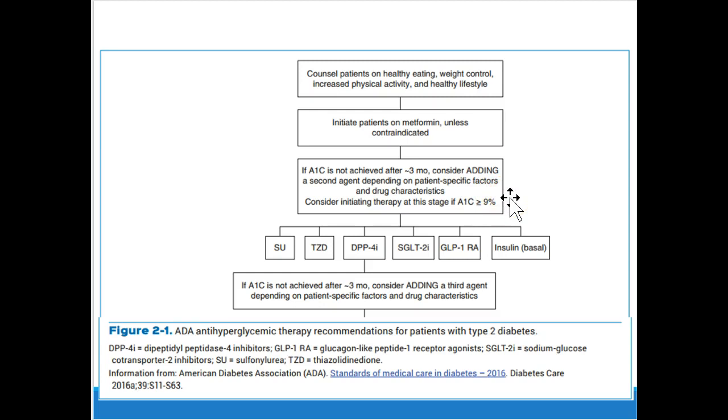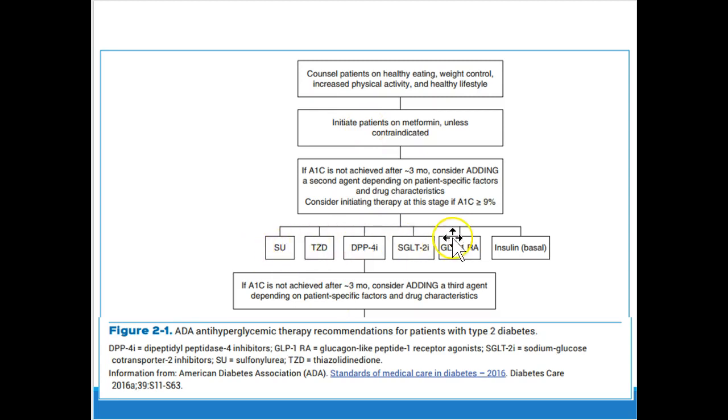Somebody comes in with an A1C of 10, or an A1C of 9.5, let's just say that. You start somebody on 2 drugs right away. If they come in between 6.5 and 9, then you just start them on metformin. So that's the breakdown here.